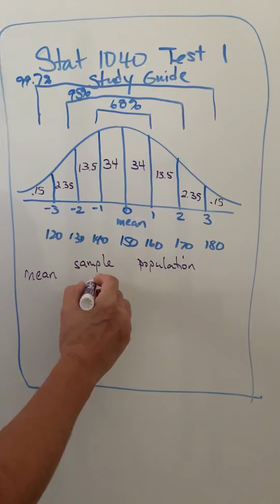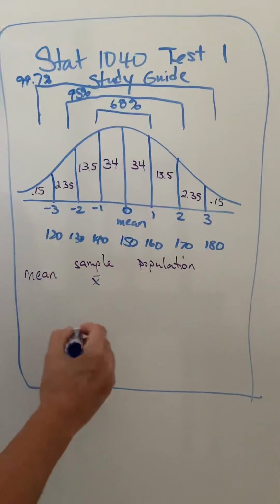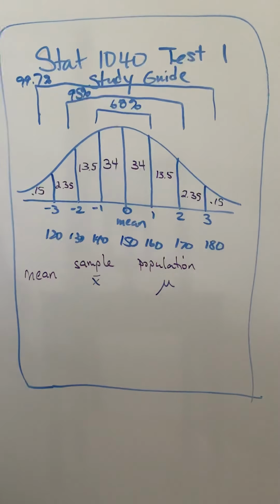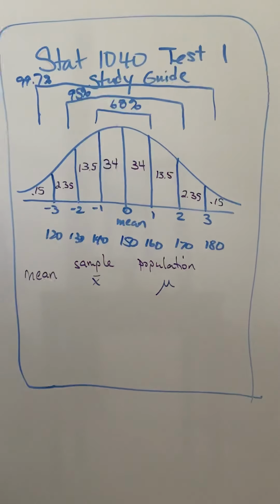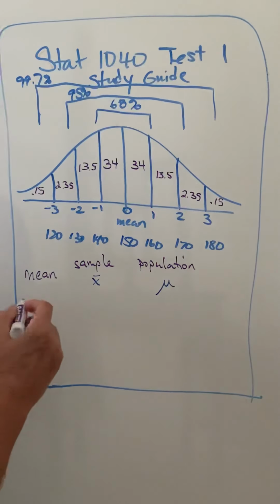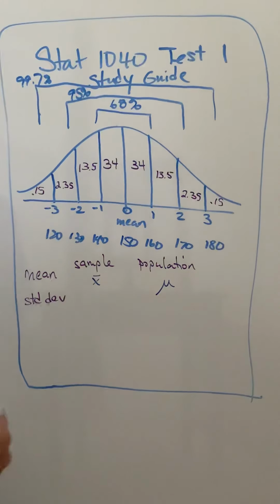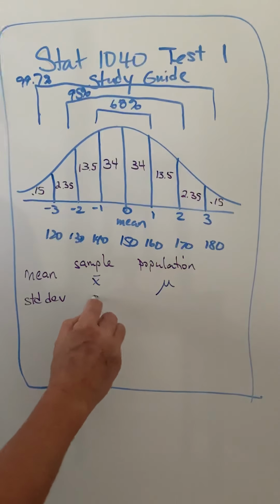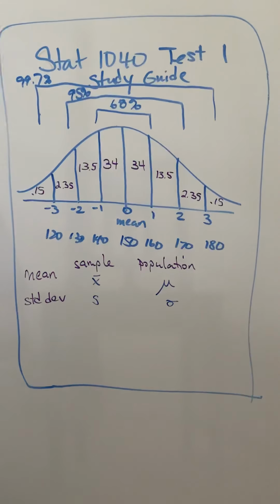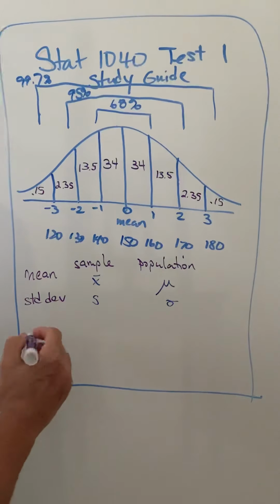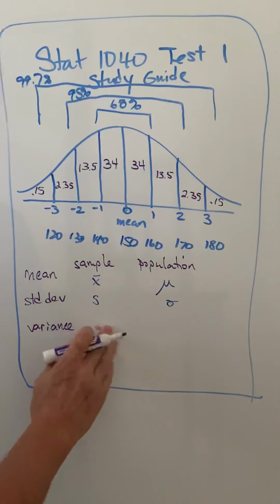So for a sample, the mean, we use X bar. For population, we use mu. Remember, population always uses Greek letters, and samples use English letters, although I know the bar is kind of weird, but anyways. All right, so how about standard deviation? For a sample, we use S. For population, we use this sigma, I think is what that is. How about for a variance? For a variance, we use S squared.